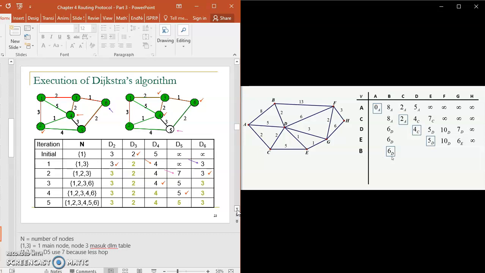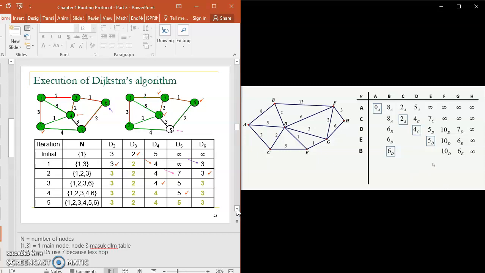Can I get from B to F? Yes, it's a weight of 13. 13 plus 6 is 19. That's not better than 10. So we'll leave the 10 alone. Can I get from B to G? No, so I'll leave the 6 alone. And I cannot get from B to H either, so I'll leave that infinity symbol there.